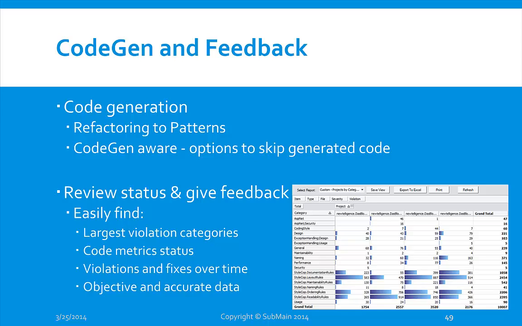And the report is completely customizable to allow you to look at things the way you want to. So you can find the largest problems, the violations, the code metrics. Code metrics are really important for your code, especially the cyclomatic complexity, which is very, very important for unit testing, and you definitely want to see that. It's not shown here, but it's definitely something you need to focus on.